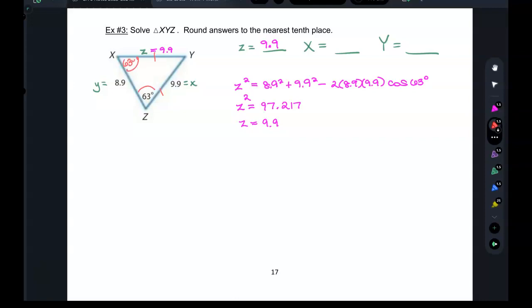And then what do we get for the other angle? I got 54. Wait, I got 53. Okay, depending on which one you solve for next. Oh, I get it, because they're both 9.9.